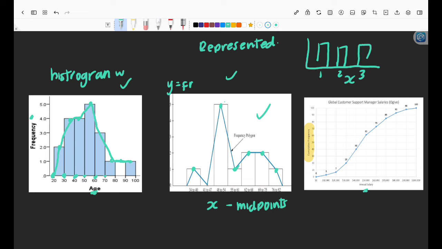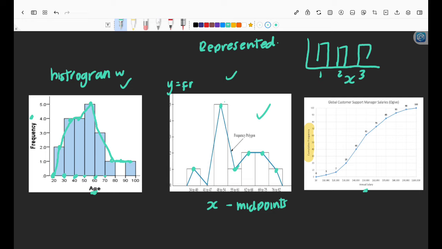So those are the different ways that you can represent data. And this is important, as dumb as it may seem. This information is what is going to help you answer questions, right? Because they will give you a graph. They might not say it to you in words, they might say it to you graphically, and you need to have the knowledge at the back of your head.